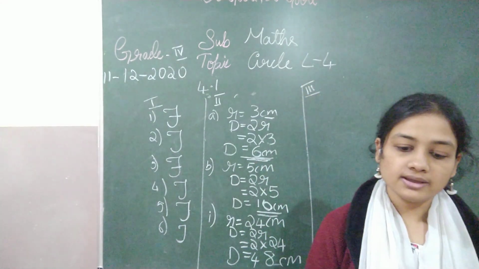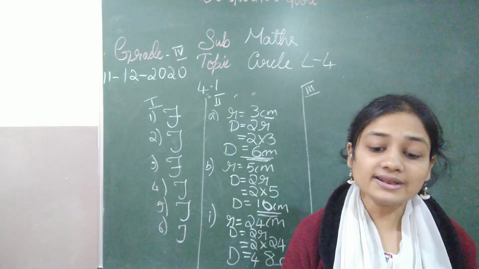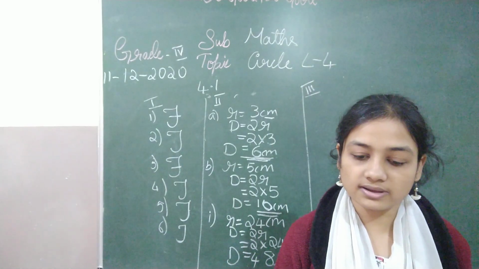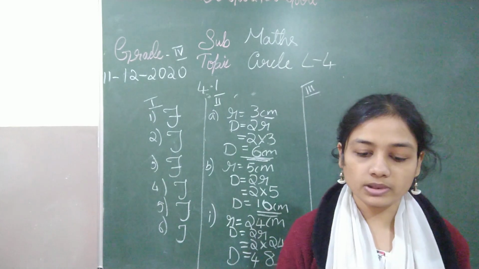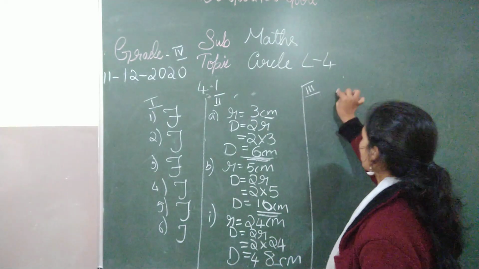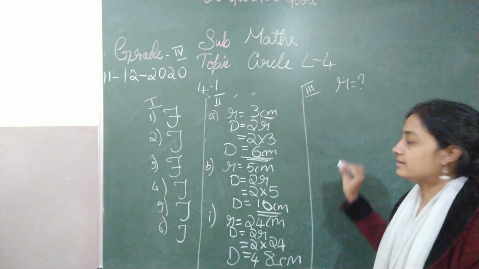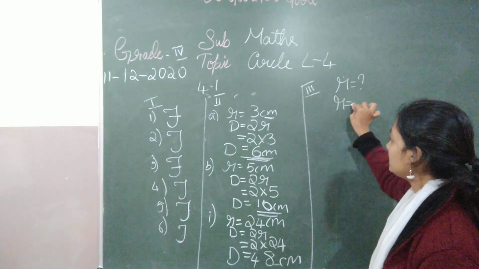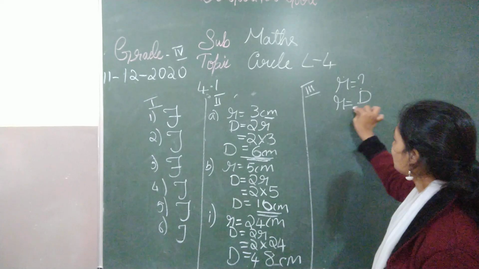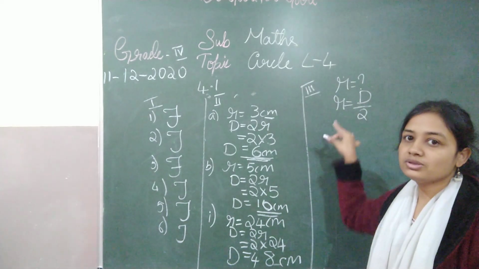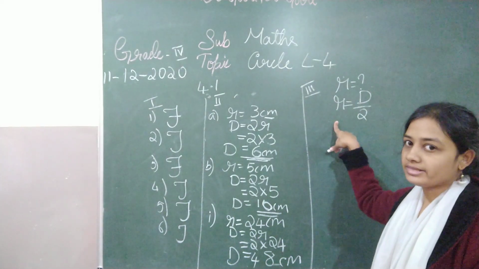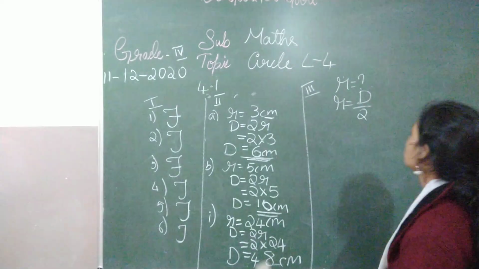In third main, you have the radius. Find the radius of each of the circles whose diameter is given below. So you have to find the radius in this. So what is the formula of radius? You know, radius is half of the diameter. So this is the formula you are going to use to find the radius. So let's start.